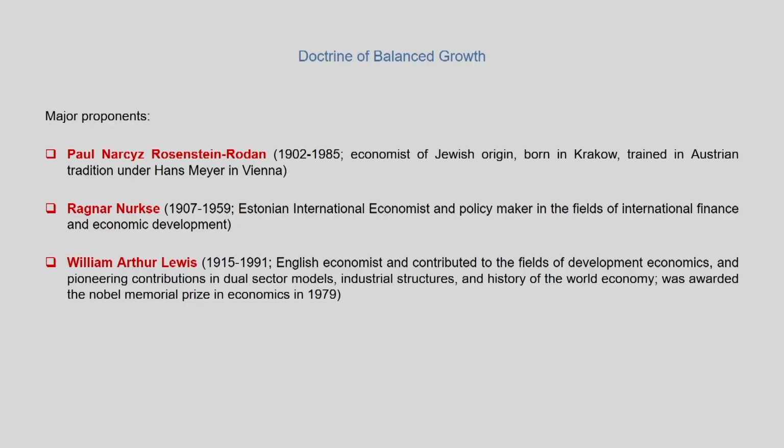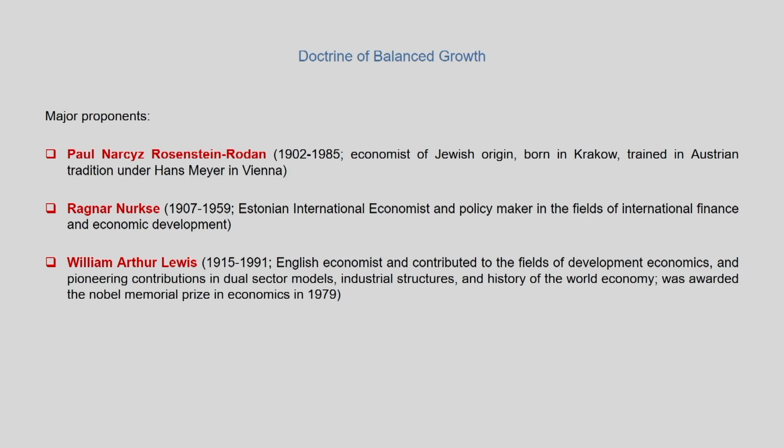The second proponent, and one of the most influential in propagating the idea of balanced growth, was Ragnar Nurkse. He was an Estonian international economist. He was largely writing in the 1930s, 40s and 50s until his untimely death in 1959. He was a major policymaker in the fields of international finance and economic development, and he had a lot of sway in thinking about the doctrine of balanced growth, and he had well-founded justifications to say why he was proposing the doctrine of balanced growth.